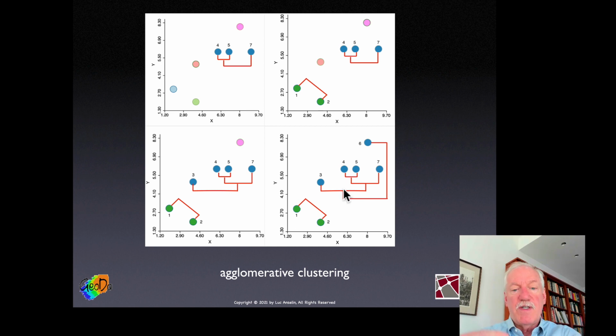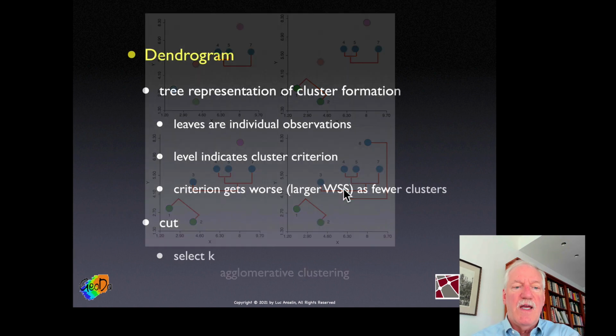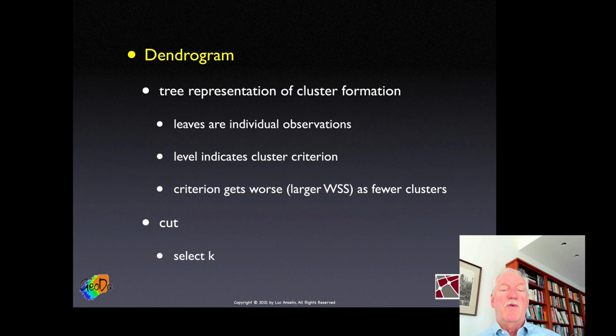Every step of this process is visualized in a so-called dendrogram, which is a tree representation of the cluster formation. So we have connections between the observations, I'll show you in a second. And as we move in the implementation in GeoDa from right to left, the within sum of squares increases. As I mentioned, it starts with 0 when each observation is its own cluster, and ends with the total sum of squares, TSS, when all the observations are one cluster.